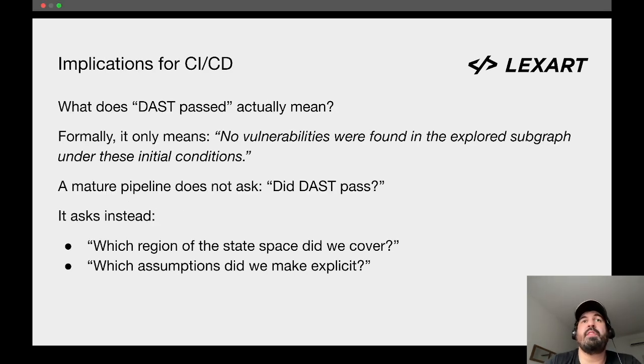Now, for CI/CD pipelines, what does a DAST pass actually mean? It only means no vulnerabilities were found in the explored subgraph under the initial conditions. A mature pipeline asks different questions. For example, which region of this state space did we cover, and which assumptions did we make explicit?